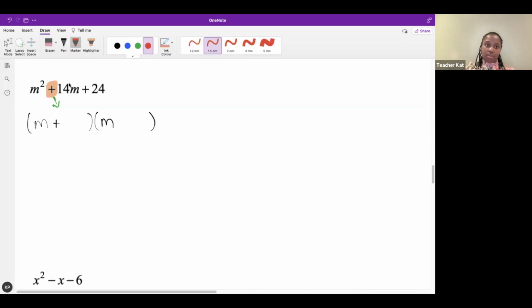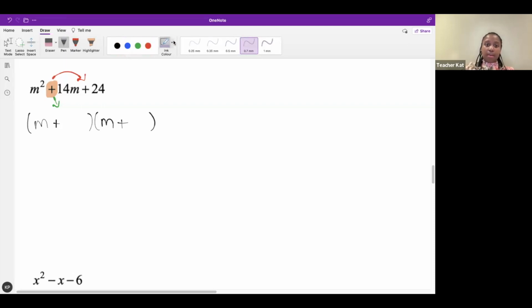Great. What does that positive say about the second symbol? Change or keep? Nice, guys. So we're keeping it. So then what's my second symbol for the second bracket? It is a positive. Great.